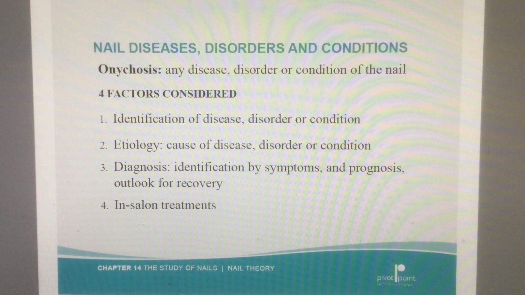Etiology would be the cause of. So what is its cause? Is it disease related? Is it just a disorder? Is it a condition? So etiology would be to diagnose the cause of, right? And then the diagnosis is the identification by symptoms and prognosis, and then the outlook for recovery. So when you're doing a diagnosis, not only do you want to identify the symptoms, but you're also going to say, okay, long term, this is what this nail is going to do. And now you need to be the one who looks out for the recovery of that nail.